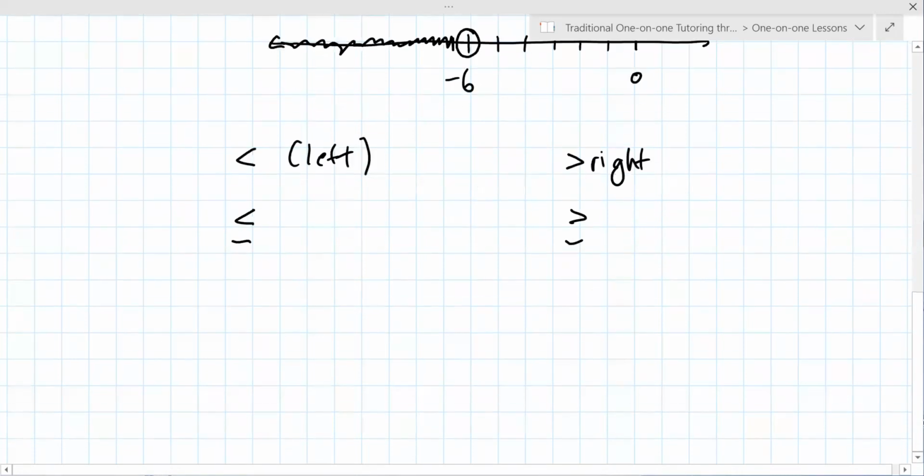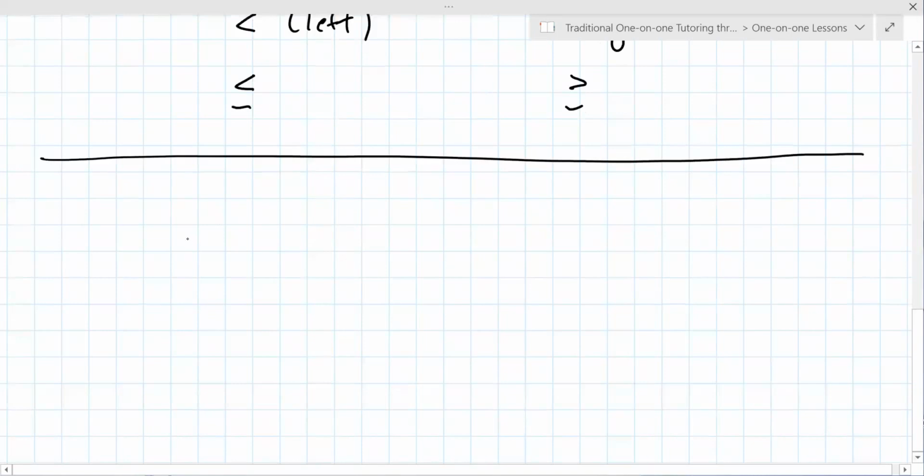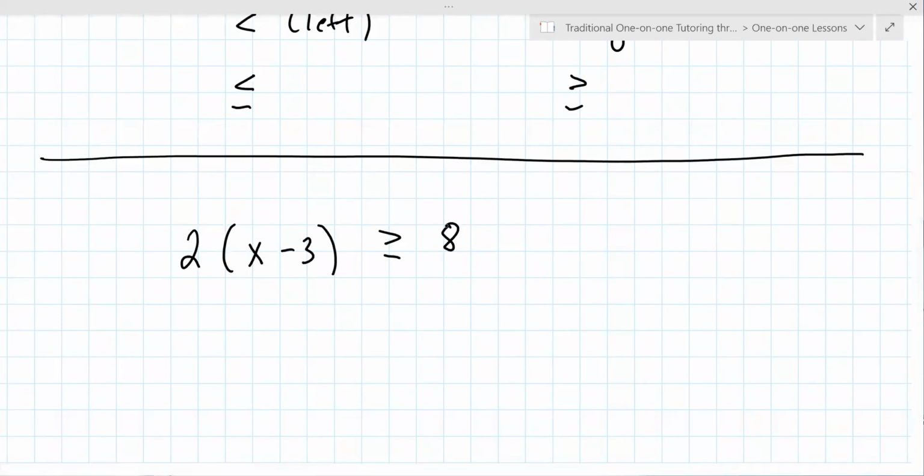All right, so let's try another one here. Let's go 2 parentheses x minus 3 greater than or equal to 8. There's a couple of ways to solve this. I'd like you to try giving me your idea. What would you do first to solve this?